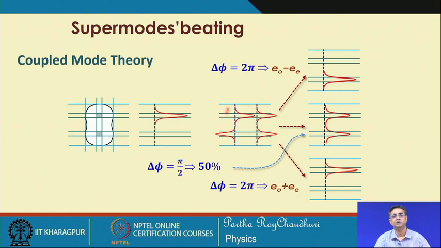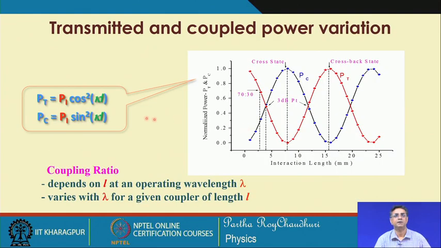That is the beating of the super modes, the interference of the super modes along the length of the two fibers lying side by side. This power transfer, as we have seen, can be represented by sine square and cosine square functions. You can see that the input power is maximum at z equal to 0, when the length of interaction is 0. Then there is a periodic exchange of power between the two waveguides. This we have called the cross state, this is the cross back state, and you can see that it gives rise to a 3 dB power, that is 50% power splitting, at this length of interaction.